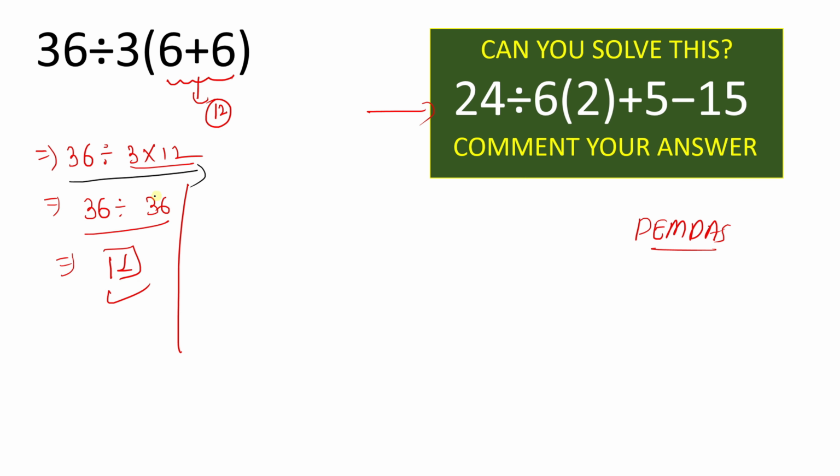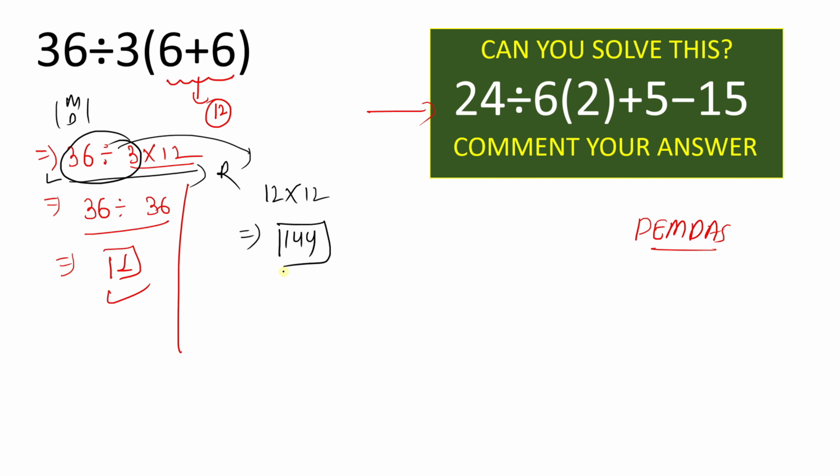I will solve it correctly. Here we have to solve left to right, because multiplication and division have the same priority. And in that case, first we have to solve this division. 36 divided by 3 will give the result 12 times 12. And 12 times 12 will give the result 144. So 144 is the right answer. 1 is not the right answer.